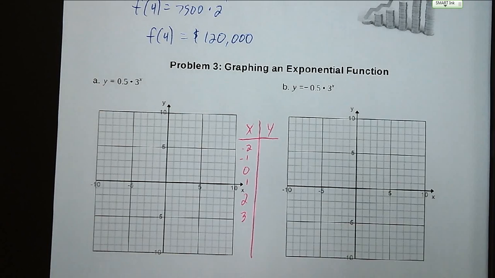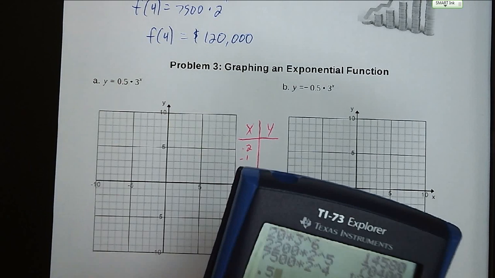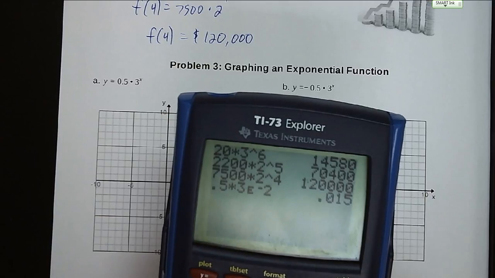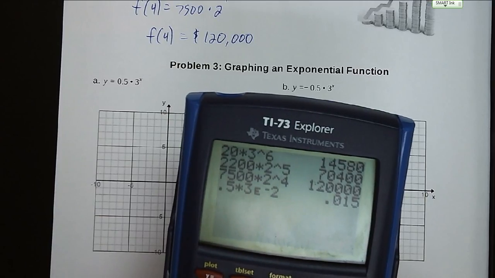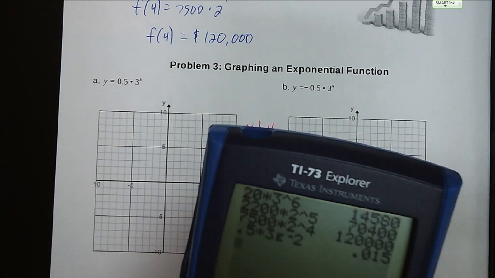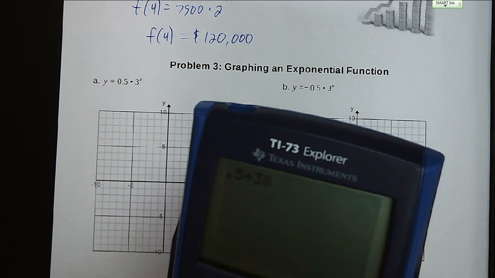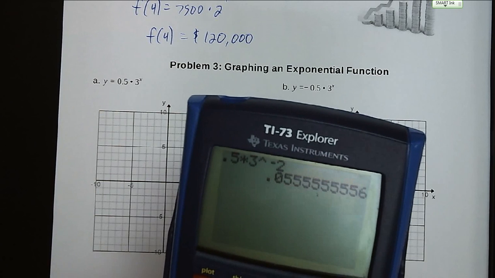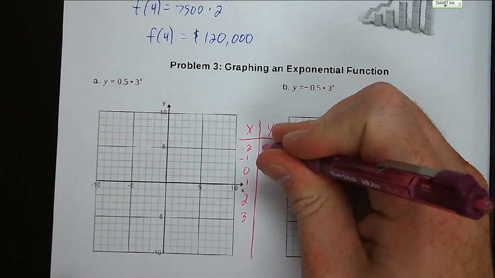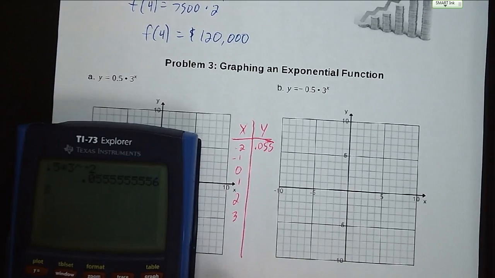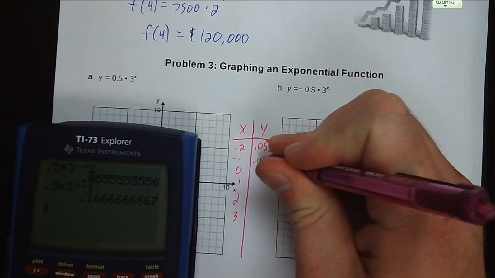Now, I'm going to put in these numbers. So we've got 0.5 times 3 to the negative second power. Ooh, I said 3. I did that in scientific notation. I need to do 0.5 times 3 to the negative second power. That's a better number. 0.05 repeating. Okay, and we put the little bar over it. So I've also got 0.5 times 3 to the negative first. Well, that's 0.166 repeating.